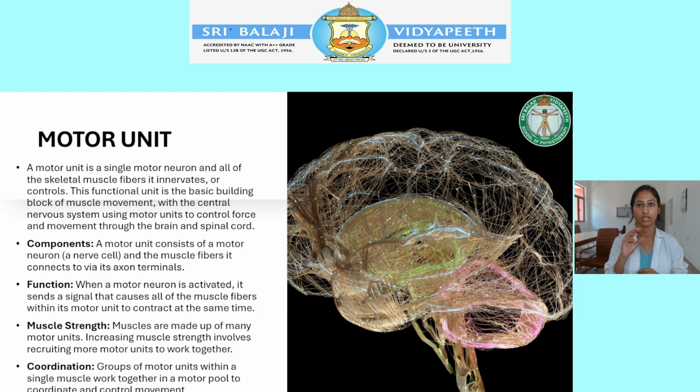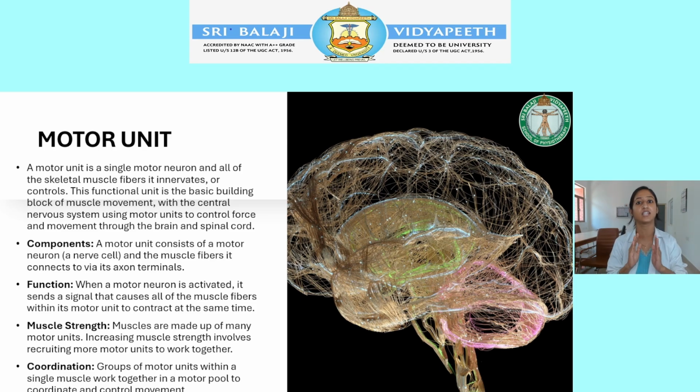One nerve cell is closely attached to the spinal cord. Several muscle fibers are controlled and connected by one particular neuron, and the axon is closely attached to the motor neuron. These three play a role in the motor unit. The motor unit is a basic functional building block of muscle movement. The central nervous system uses these motor units to control the force and movement with the help of the brain and the spinal cord.